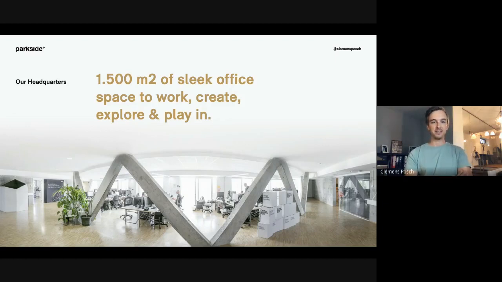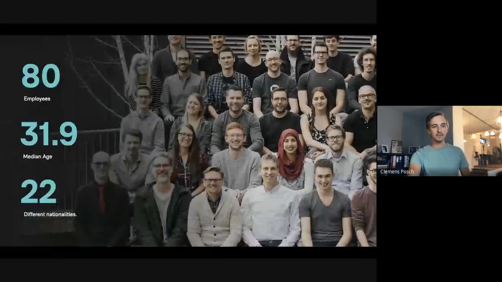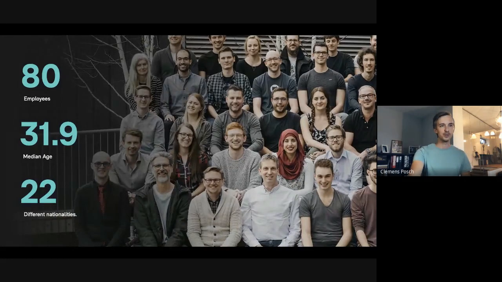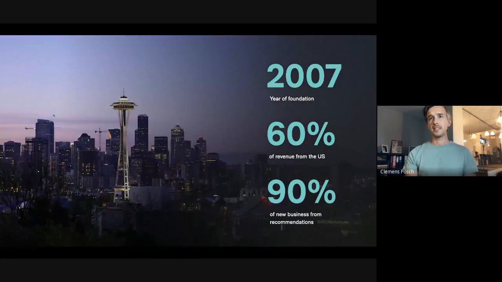And since 2007, we help innovative companies to build, improve, and scale their digital products and services. Some quick facts, maybe. As I said, 80 employees, average age around 32, and 22 different nationalities in-house. 2007 was the year of foundation, and currently roughly 60% of our revenue comes from the US, and 90% of new business comes from recommendations.